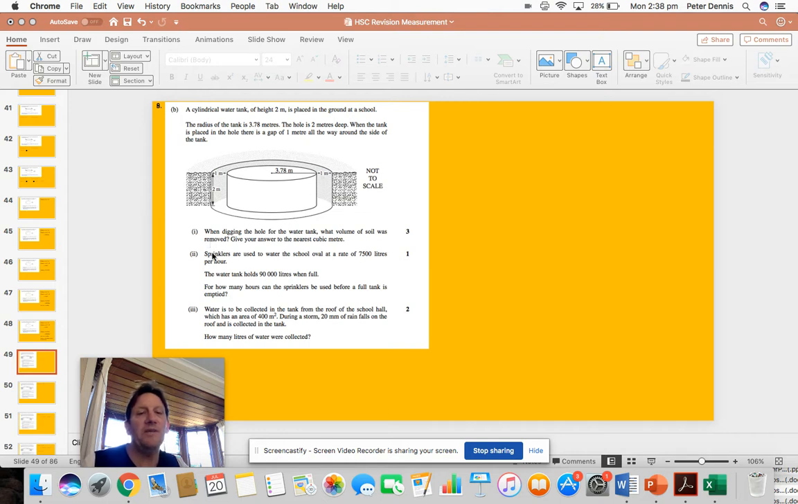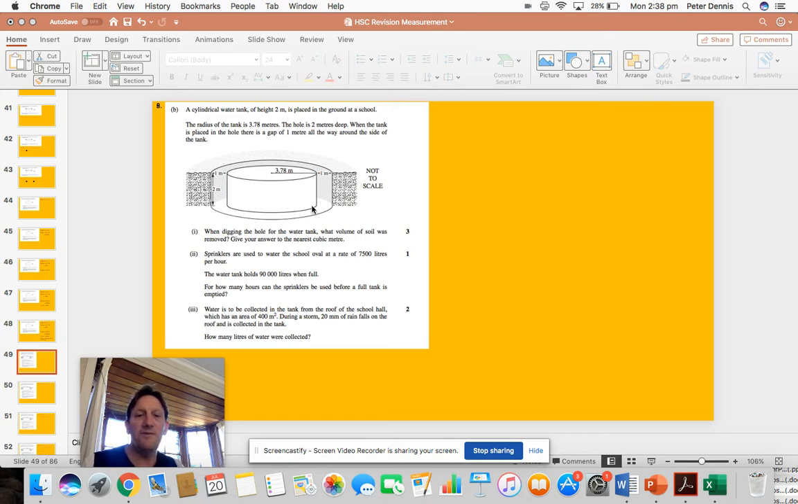So the first one, when digging the hole for the water tank, what volume of soil was removed? So what sort of shape is this hole going to be? It's going to be a cylinder. Now, the radius is not 3.78. The radius is 4.78 because of this extra 1 meter, and the height is 2 meters.